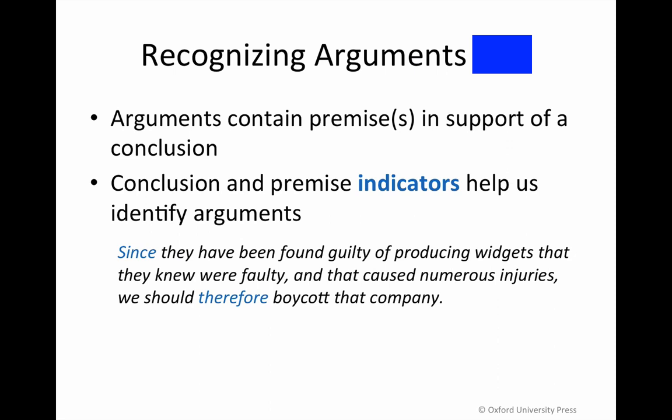So take a look at the words highlighted in blue. Since they have been found guilty of producing widgets that they knew were faulty and that caused numerous injuries, we should therefore boycott that company. Indicator words let you know what parts of the argument you're looking at. They help you to know that you're looking at an argument and which is or which are the premises and which is the conclusion.